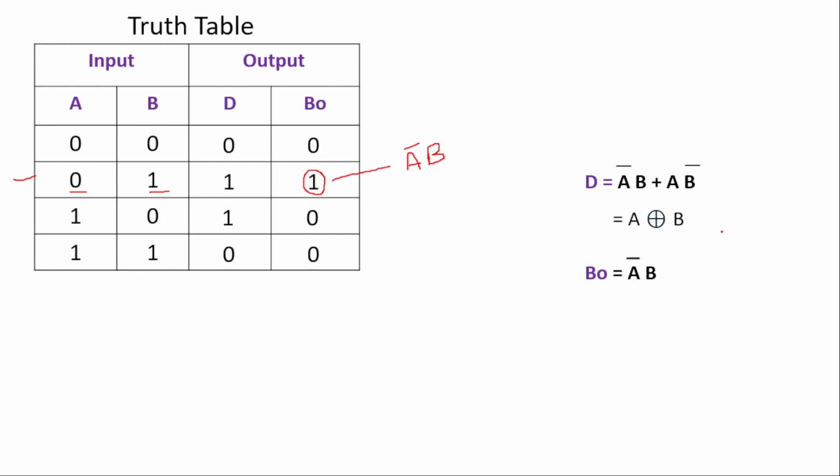Now what about the difference term, A bar B plus A B bar? It is also called A XOR B, because A bar B plus A B bar is the Boolean expression for XOR of A and B. So this is one way of deriving the Boolean expression.